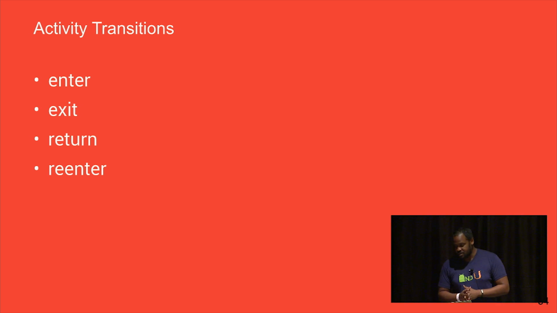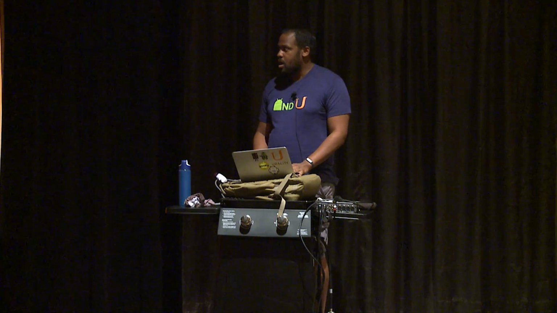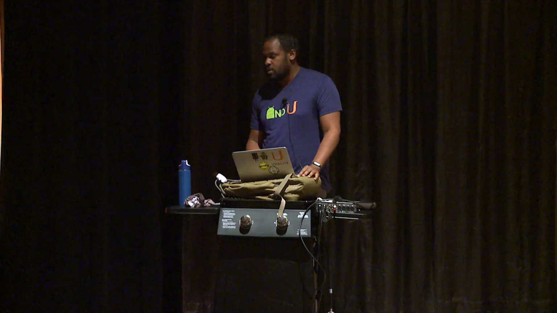So if I have activity A and activity B, when I'm going from A to B, A's exit transition is going to fire, and B's enter transition is going to fire. And then when I'm returning from B to A, B's return and then A's re-enter is going to fire. It sounds like there's a lot of combinations there. And can you have this jarring effect if you have a bad exit followed by a different enter?